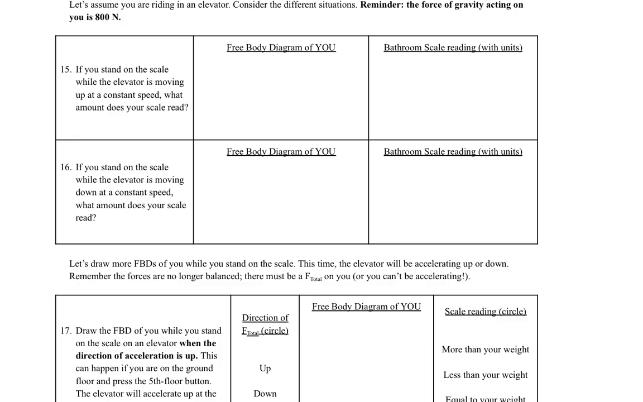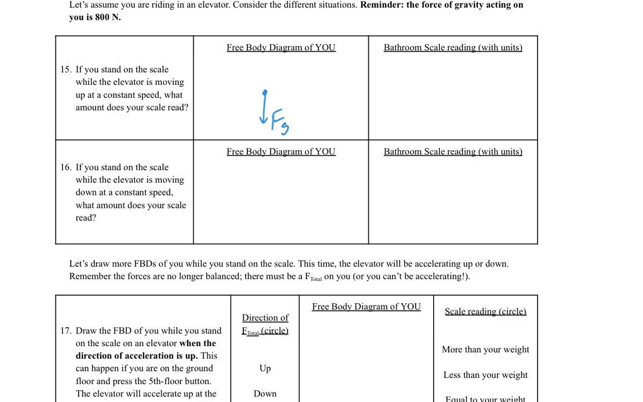Okay, so let's get to our elevator ride. Now, we're going to try a couple different thought experiments. And for this first one, we're going to think, all right, you're on the elevator, and there's a scale, and you're standing on the scale. And the elevator is moving up at a constant speed. We want to know what amount your scale reads. So to get that, let's go ahead and start by drawing a free body diagram. And I think everybody knows now we're going to have a force of gravity down. We're going to have a normal force up, no tension force.